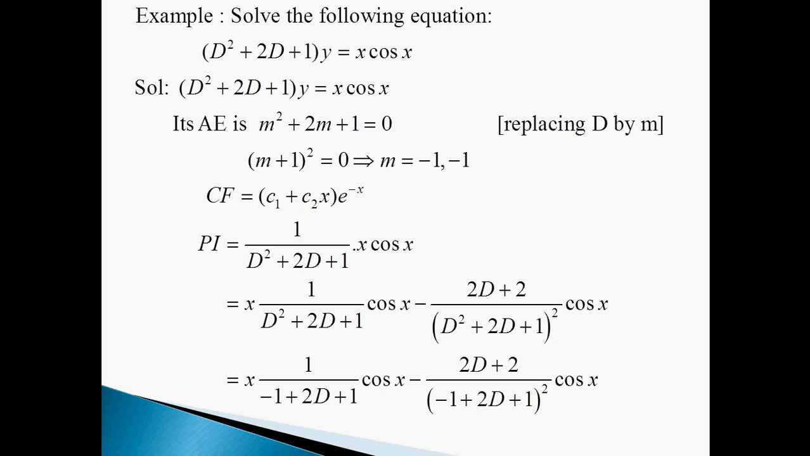By the formula, we separate x and find the particular integral of cos x as x times 1 upon (D square plus 2D plus 1) into cos x minus the differentiation of f(D), that is 2D plus 2, upon the square of f(D), that is (D square plus 2D plus 1) whole square, into cos x. Now applying the last formula of cos ax and sin ax, we put in place of D square as minus a square. Here the value of minus a square is minus 1. So we put in place of D square everywhere as minus 1.